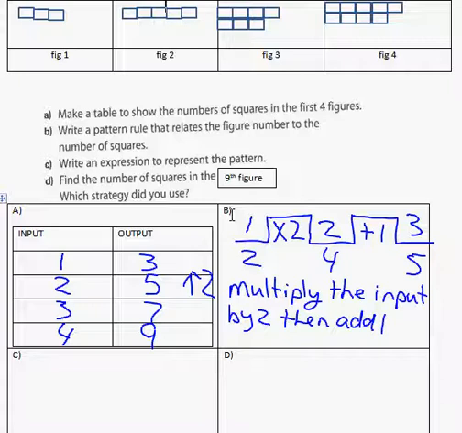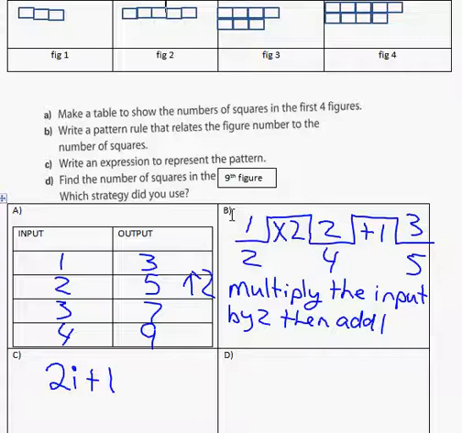Part C, write an expression to represent this pattern. Well, to write an expression, we can look in our machine or we can look at the pattern rule. Either way, it tells us what to do. Multiply the input by 2 is written like this. Well, 2 times I. I represents the different inputs. And then we add 1. So there's the expression, 2I plus 1.